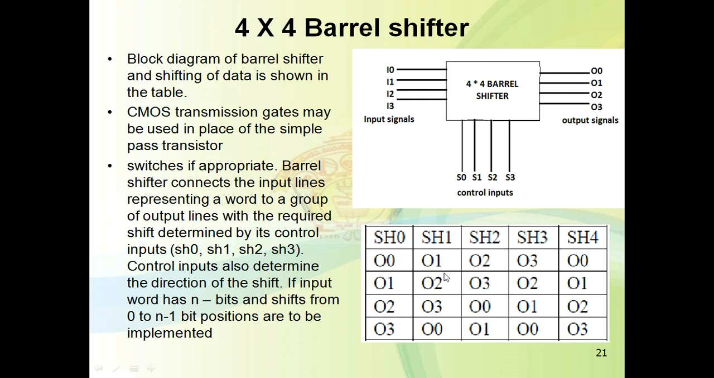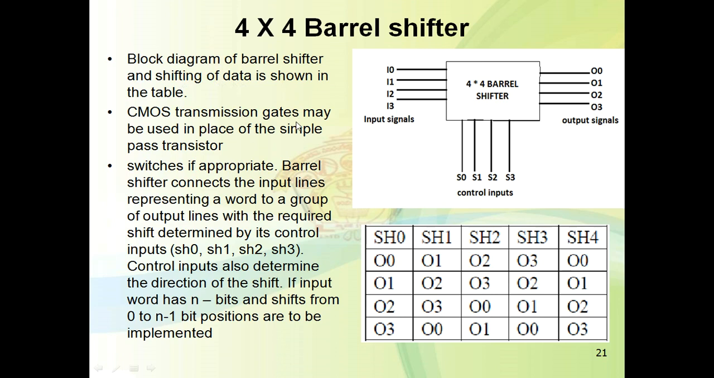If shift 1 is there, output line 0 will be connected to 1, the second line will be connected to 2, the third line will be connected to 3, and the fourth line will be connected to the 0th line. So likewise here shift 1, that is 0 to 1, then 1 to 2, then 2 to 3, and 3 to 0. So that is shown here. The block diagram of the barrel shifter and shifting of data is as shown in the table.